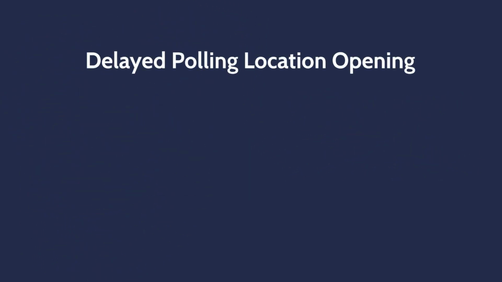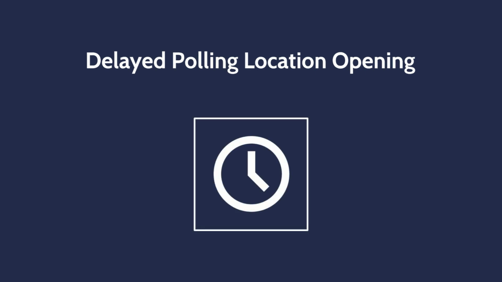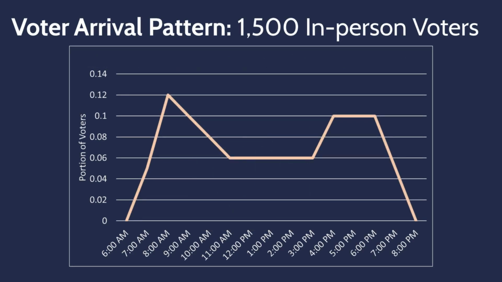In this video, we explore the effects of a delayed opening on a polling location on Election Day. To simulate this voting process, we assume that 1,500 voters will turn out to a polling location following the arrival pattern shown on screen. This arrival pattern represents a large number of arrivals in the morning, arrivals decreasing in midday, and another increase in arrivals in the afternoon.